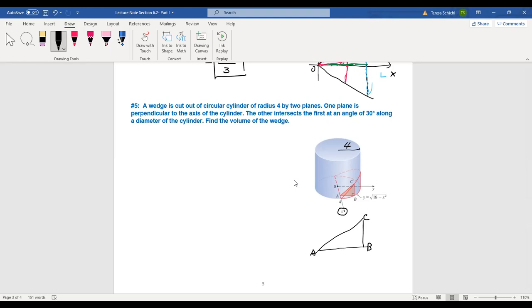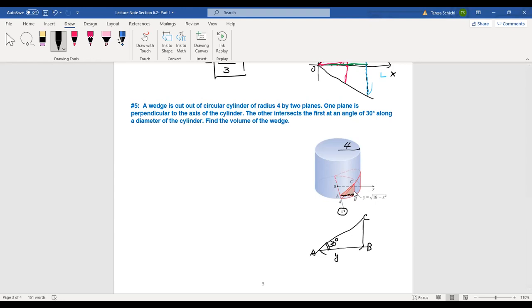And because this plane cut it at 30 degrees, this is 30 degrees here. Okay, so in order to find the volume, I need to find the area again. So I need to know the base, AB. So what is AB? Look here, here's AB. But here's my x-axis, right? So my AB really is what? It's the value of the y, correct?